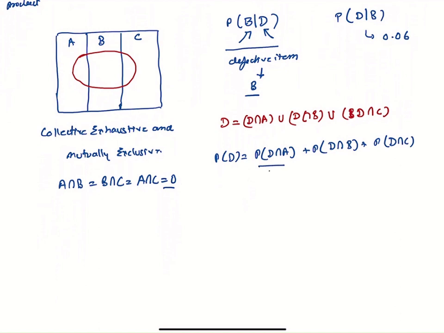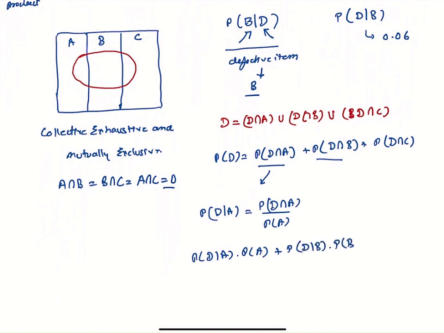Now think of this one for a minute. The probability of D given A will be the probability of D and A divided by the probability of A. So the probability of D and A will be the probability of D given A times the probability of A. The same would be the other ones: the probability of D given B times the probability of B, and the probability of D given C times the probability of C. And this is all the probability of D that we are trying to find out.